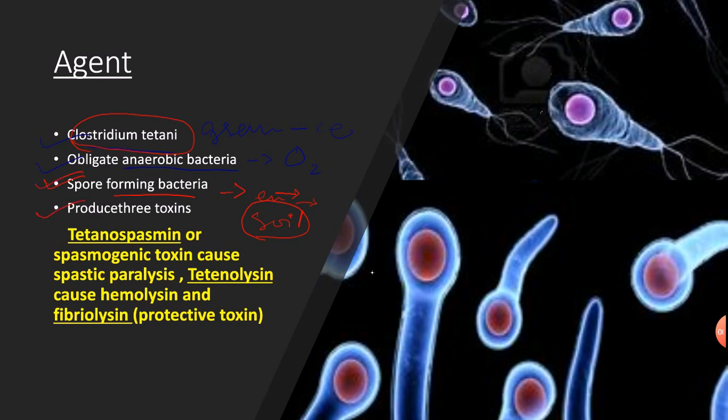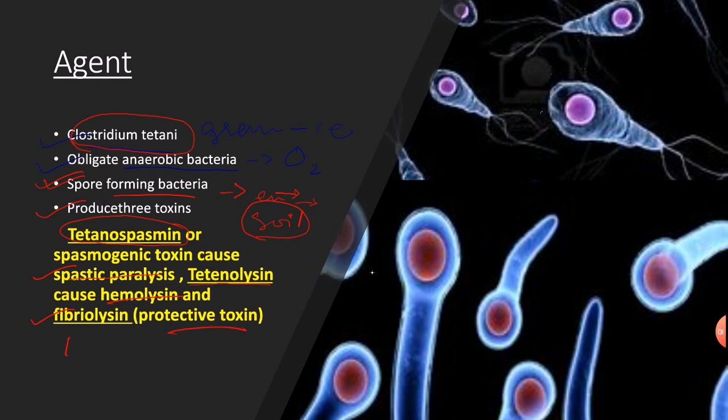They produce three types of toxin, but the most common of them is tetanospasmin, the spasmogenic toxin, which causes spastic paralysis. We'll learn how it causes spastic paralysis. On the other hand, it produces a toxin known as tetanolysin, which causes hemolysis, and the other one is fibrolysin, which is a protective toxin.